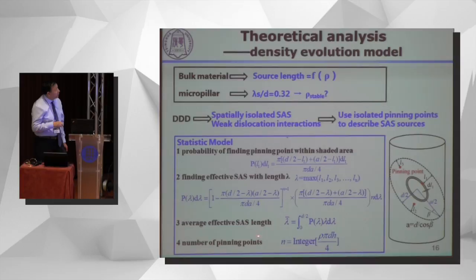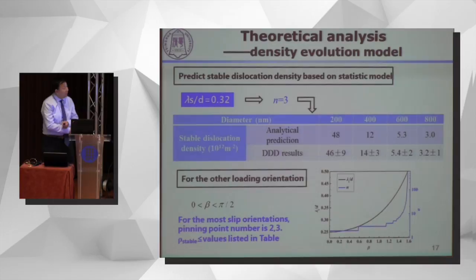the statistical models. From these models, we can find how many pinning points can keep stable dislocation densities from the slip planes in the micropillars. For our result, usually we have three numbers for the pinning points in the dislocation following the slip planes. We have an analytical prediction and also a DDD simulation result. This stable dislocation density, on the order of 10 to the power 12 per square meter, covers 200 nanometers to 800 nanometers diameter. We have the same result between the analytical prediction and the DDD simulation.